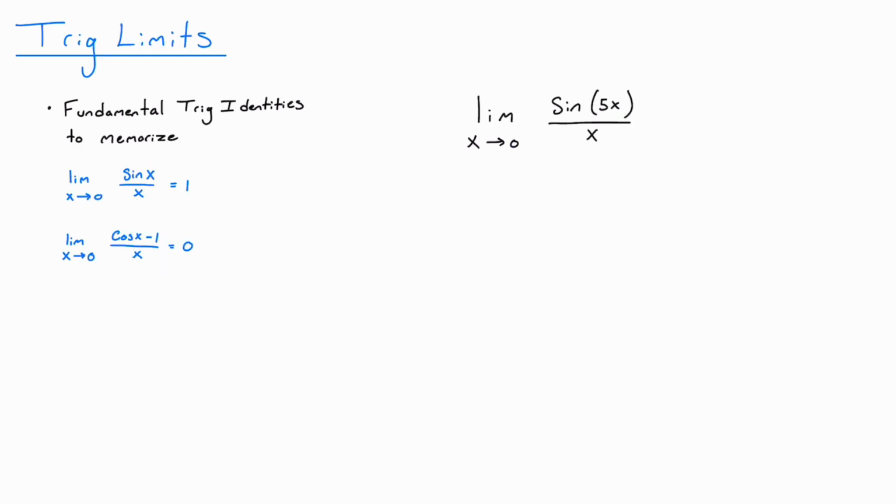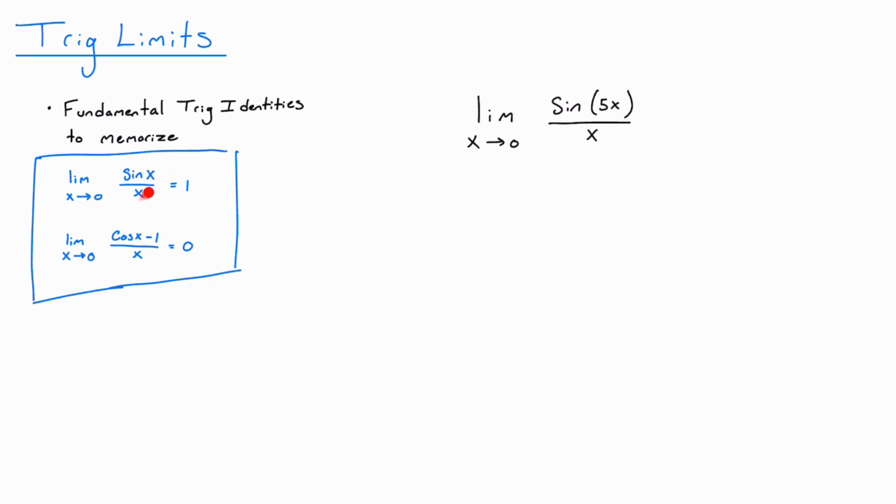We're now moving on to our trig limits. These are some fundamental trig identities which you will just have to memorize, which are these two here. The first one is, if the limit as x approaches 0 of sine of x over x, then this will equal 1.